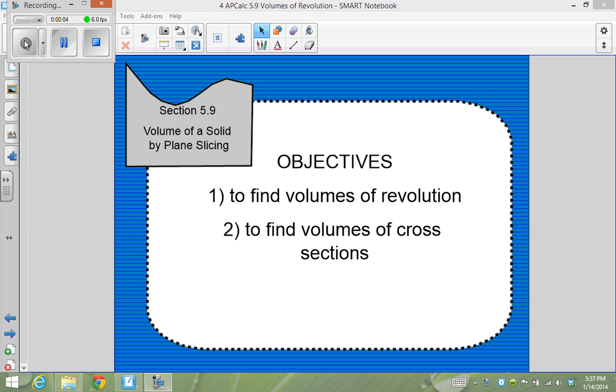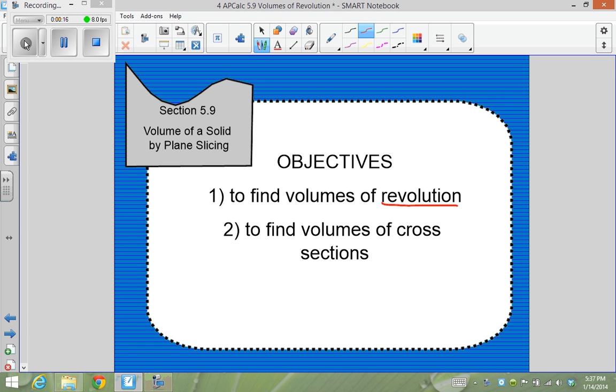Okay, day 2 of section 5.9, we're still looking at the volume of a solid by plane slicing. We'll do one of the volumes of revolution just as a review and to introduce a new concept with it to make sure we understand. But our emphasis today is going to be on volumes of cross sections. Those are completely different in terms of the way that you approach them and the thought that you put into them. So we want to be sure that we look at those and understand those.